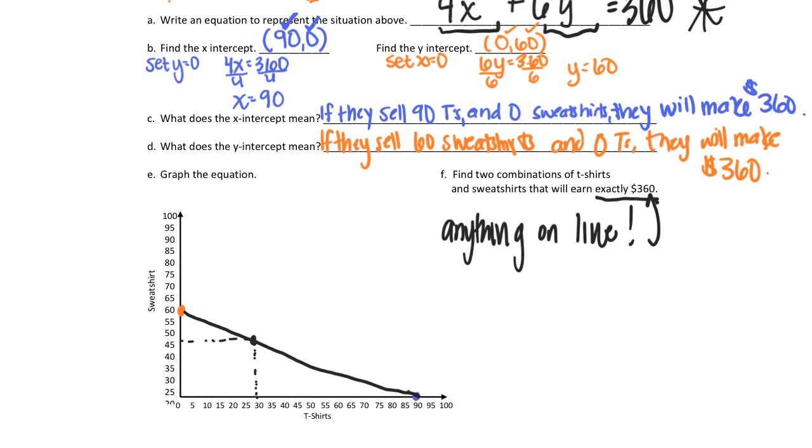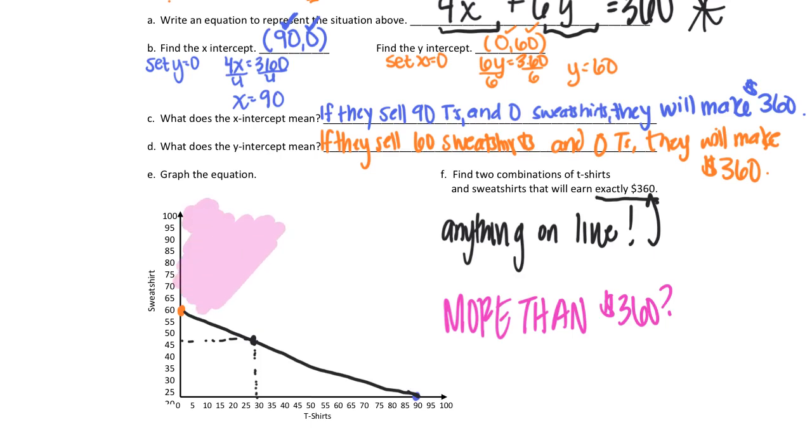Now, what if they wanted to earn more than 360? Where would those combinations be? Those would be anywhere above the line. So anything in this region would give them money that is above their goal. So for example, if they sold, let's say 40 t-shirts and 75 sweatshirts, that would put them in the pink region above the line. They would make more than $360.